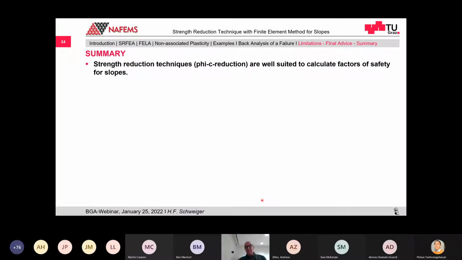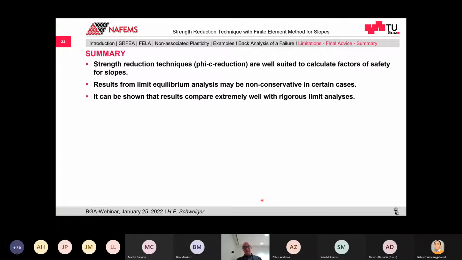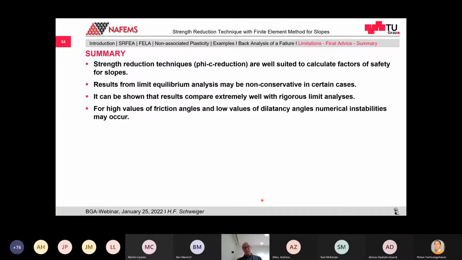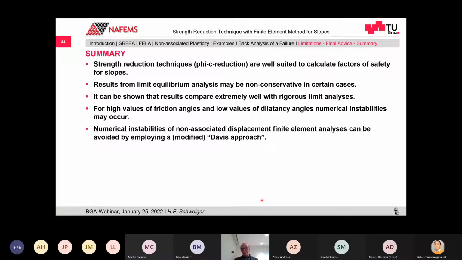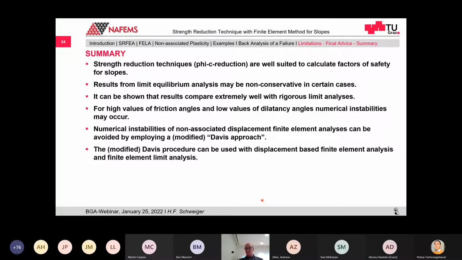Summary. Strength reduction techniques are well suited to calculate factors of safety for slopes and for other geotechnical structures. Limit equilibrium analysis may be non-conservative in certain cases. Strength reduction compares well with rigorous limit analysis. You may have numerical instabilities with high friction and low dilatancy. You can overcome that with a so-called modified Davis approach, and that Davis approach can be used with finite element limit analysis and with displacement-based analysis.